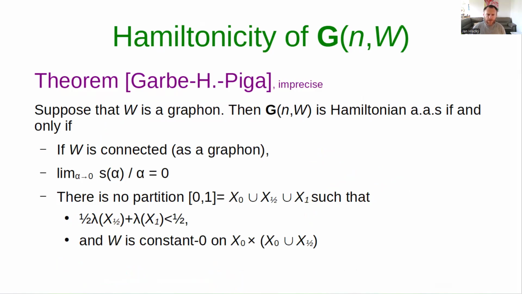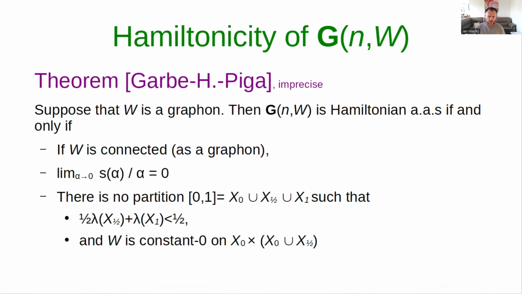This brings us to the main theorem obtained with Frederik and Simón. Just a warning, the version I'm presenting here is slightly imprecise. There is a minor condition missing here that I will address on the very last slide. But in this imprecise version, the theorem states that G and W is asymptotically almost surely Hamiltonian if and only if it satisfies these three conditions.